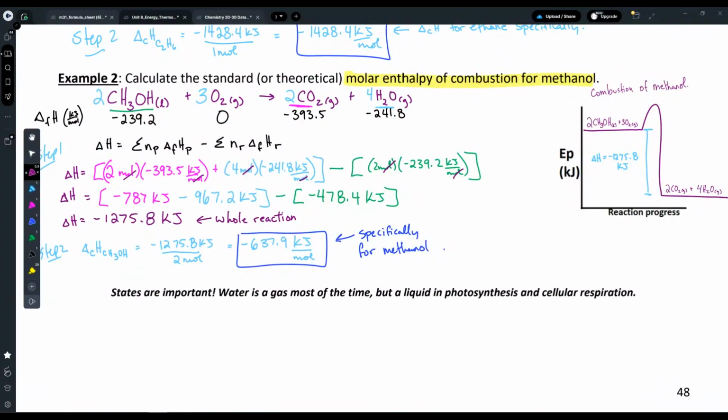Okay, I've said this before, but just as a reminder, especially when you're picking your molar enthalpies of formation from pages 4 and 5 of your data booklet, it's important to pay attention to states. Water for combustion reactions is going to be a gas most of the time. However, it's going to be a liquid if you're talking about either photosynthesis or cellular respiration.